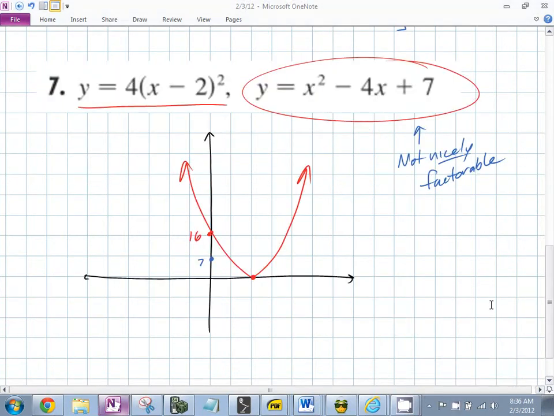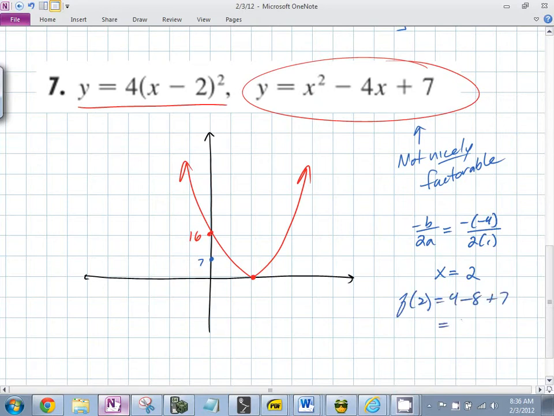The vertex, yeah, where it turns around, exactly. And that's going to be at negative b over 2a. So in that case, it's going to be -4 over 2 times 1. So the x-coordinate of the vertex is going to be 2. 2, right? And what is f of 2 going to be? 4 minus 8 plus 7. So what's that going to be? 3. 2, 3. So this right here, this was 2, right?